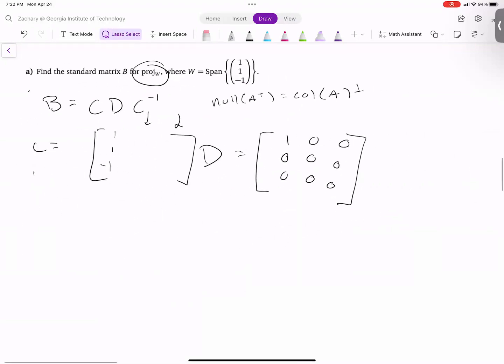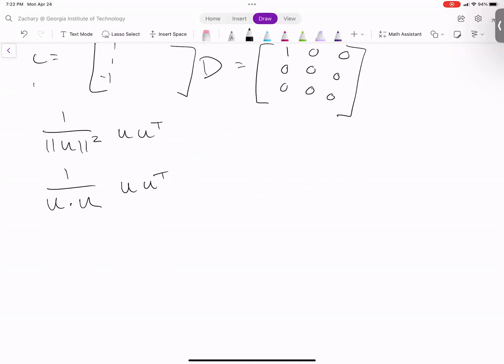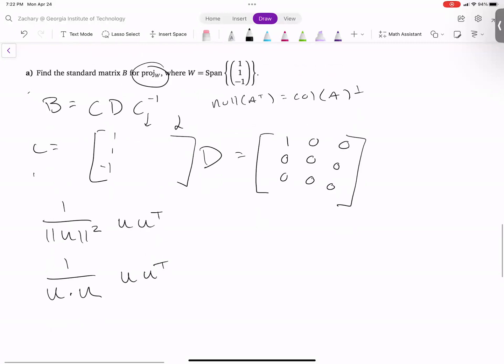And it is a flat rule that if we are projecting onto a line, there is a simple formula to use. And that formula is 1 over the magnitude of u squared times u u transpose. All right? This is also written as 1 over u dot u times u u transpose. Okay, these are the same thing. All right? So in this case, what is my u? Yeah, it's just the vector I was given, right? So we can rewrite this as, huh?